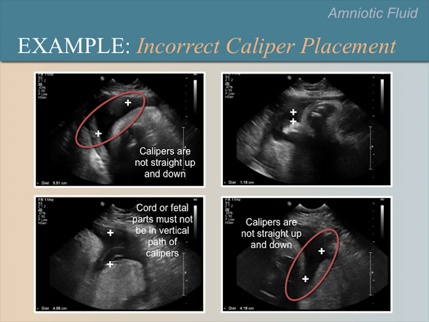In the upper right image, the top caliper was placed too low, which means that the measurement for this pocket is smaller than it should be. Let's study this image more closely to determine why this caliper might have been placed too low.